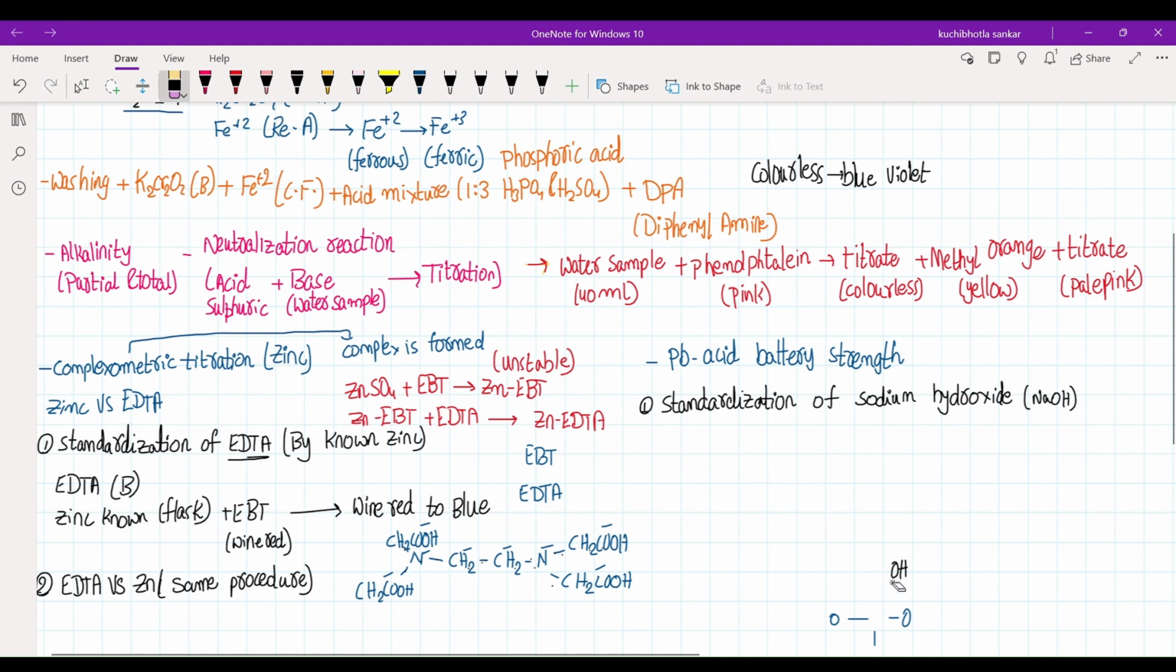So that is the structure for ethylene diamine tetraacetic acid. Just write it this way: CH2, CH2, that is ethylene, and diamine, you are writing two amines here, and tetraacetic acid. So CH2COOH, you are going to write it 4 times. That will be the formula for EDTA. And now coming to the fifth experiment, finding the strength of lead acid battery. First you are standardizing the sodium hydroxide.